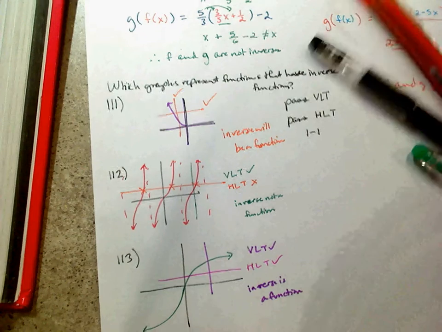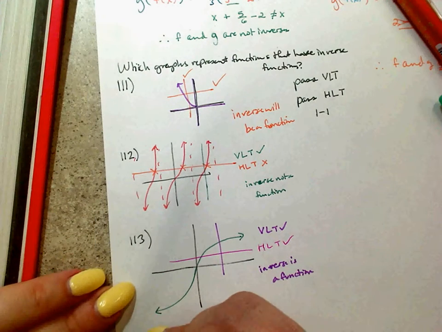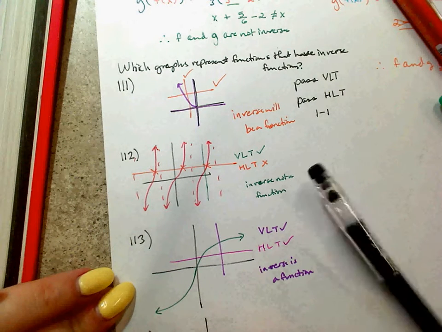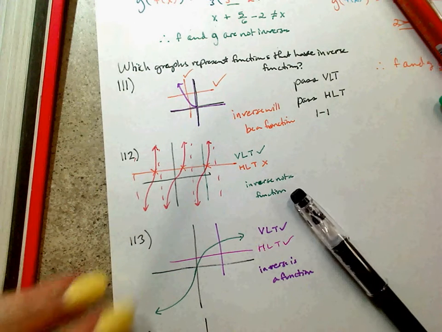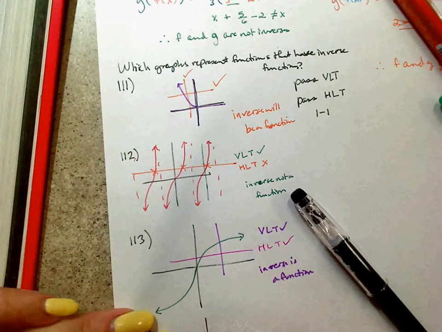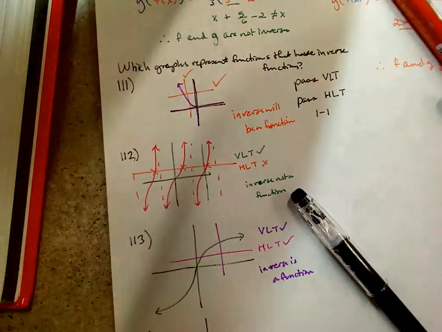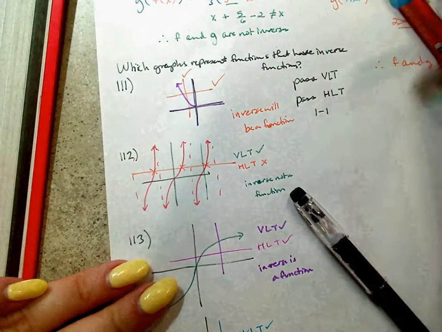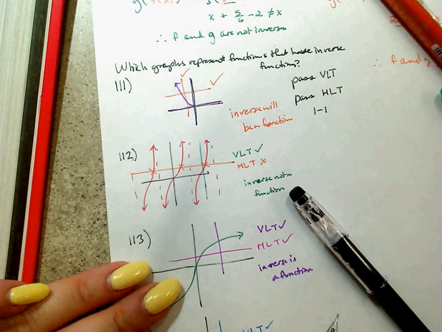And number 114 looks like a semicircle. And a semicircle, while it does pass the vertical line test, it does not pass the horizontal line test, which means the inverse is not a function.